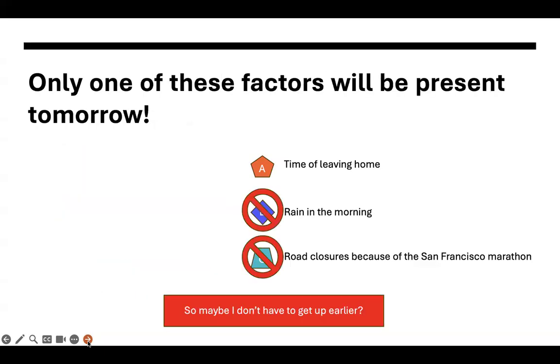So if I try to wake up earlier tomorrow, according to the new rule that I've induced, only one of these factors is actually going to be present tomorrow, the time of leaving home. But maybe tomorrow I'll make it on time to work because there's no rain in the morning, or because the road closures that happen today will not happen tomorrow. So maybe I don't have to get up earlier every day. Maybe today was just a fluke.